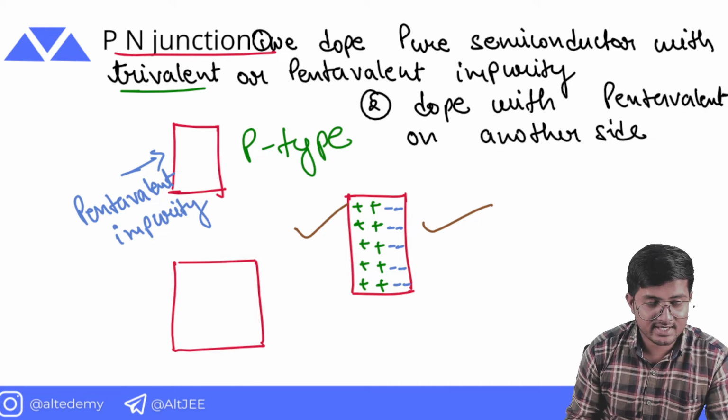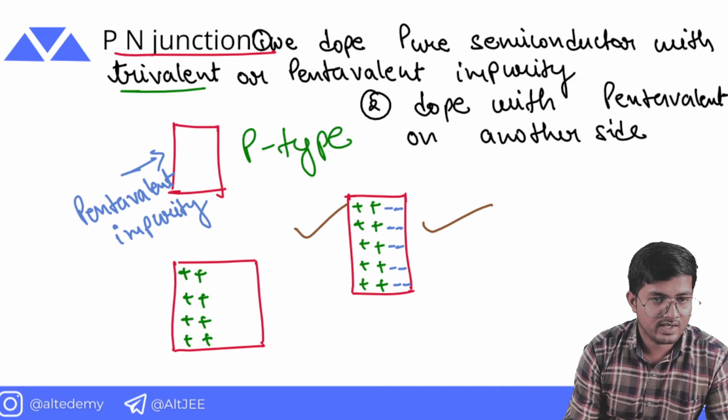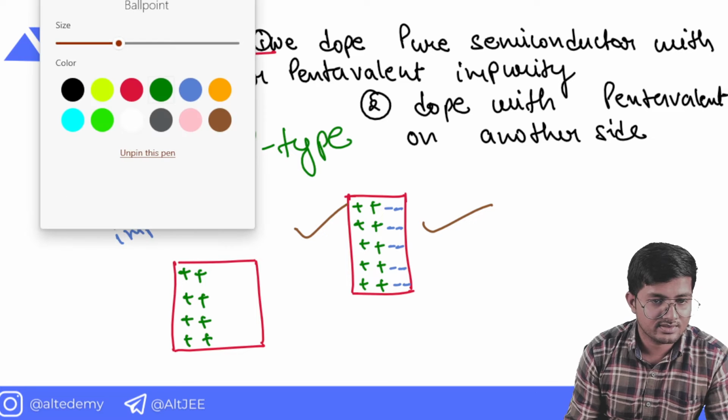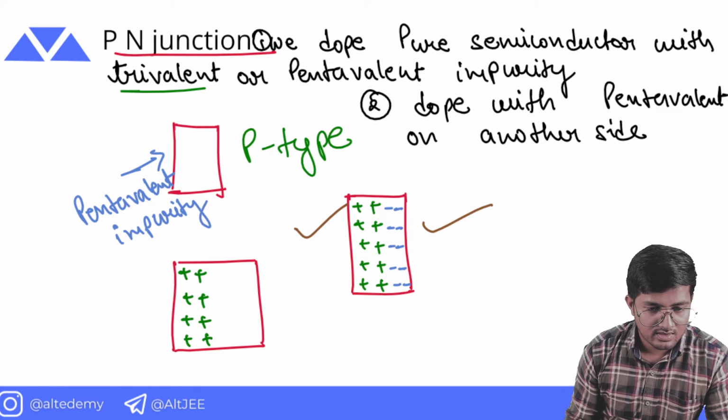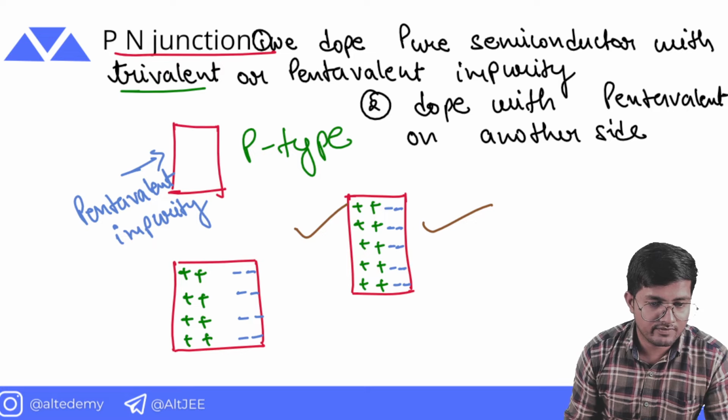We will get something like this. Please pay attention, everyone. We will have positive charge here, we will have negative charge here, we will have negative charge here. But due to diffusion, there will be positive charge, negative charge, positive charge, negative charge.